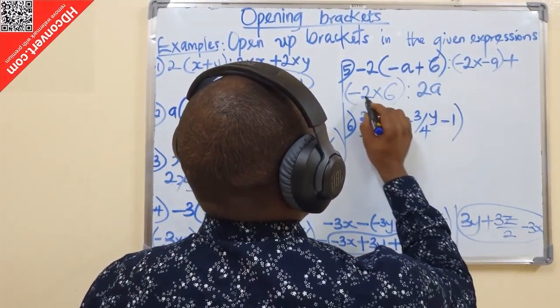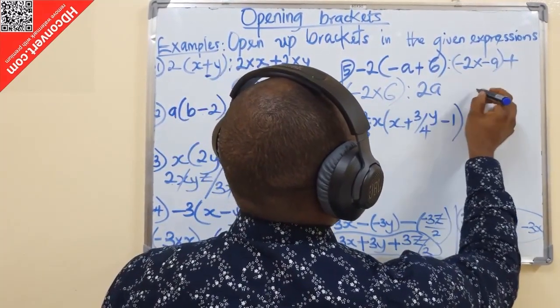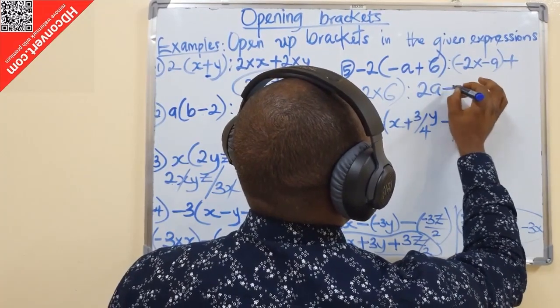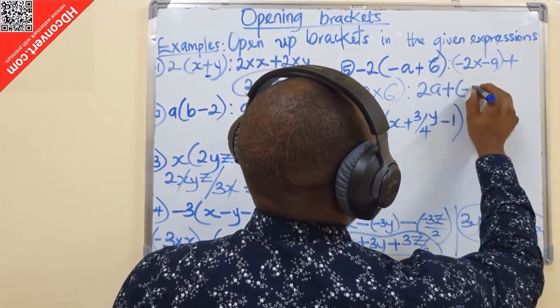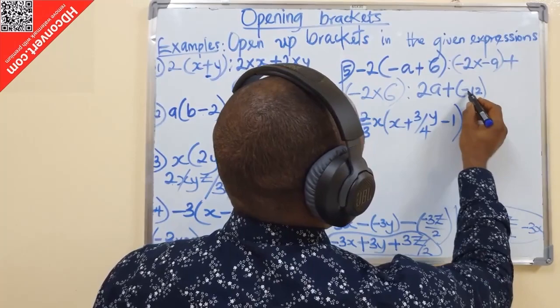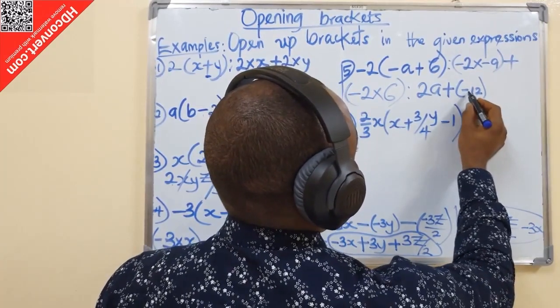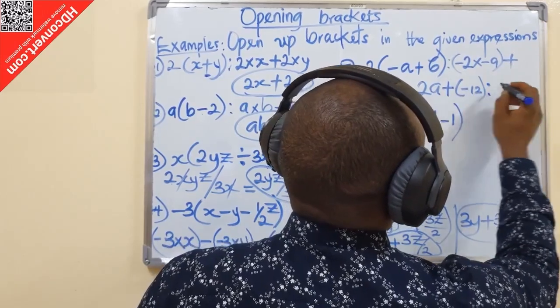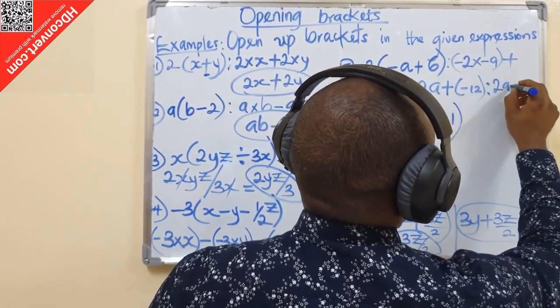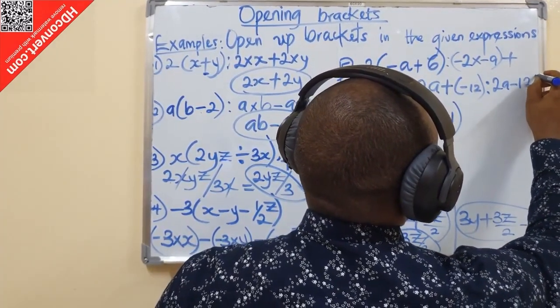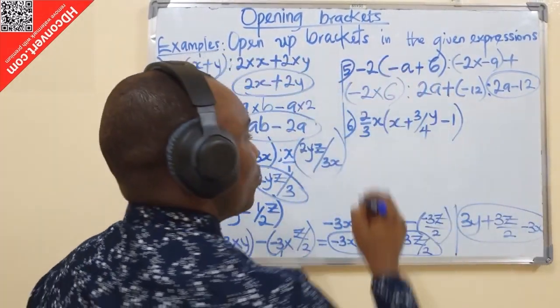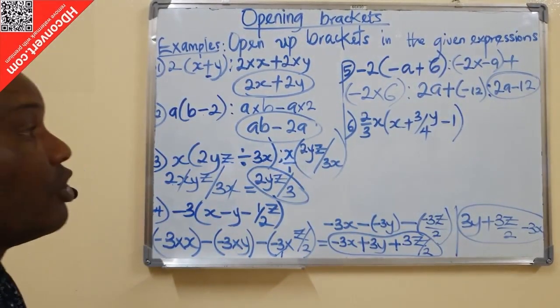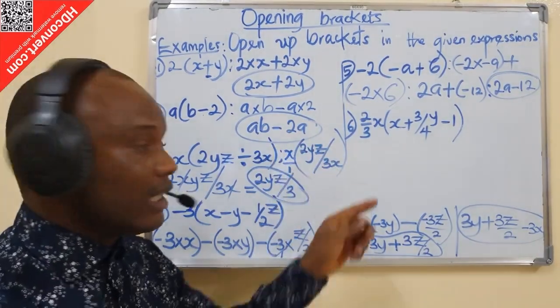Negative 2 times 6 is negative 12. But remember your plus. Bring it down first. Plus negative 12. Now I have to interact plus and minus together. Plus times minus is minus. Therefore, our final answer is 2a minus 12. This is your final answer for question 5. The last question we are solving for today is question 6.